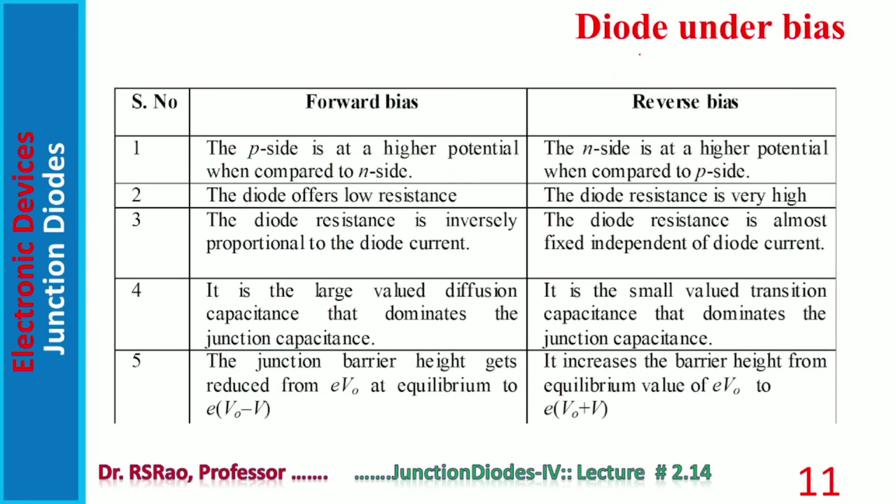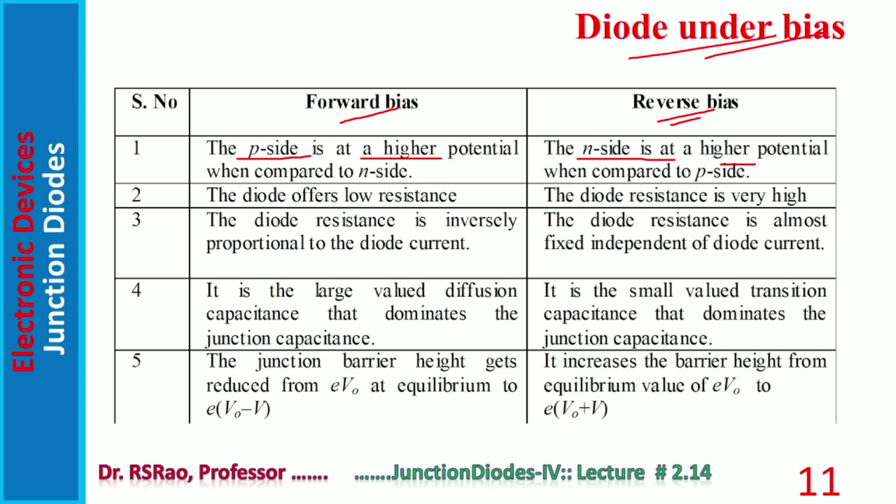Now we consider a few points regarding a diode under bias. We consider both biases side by side so that a comparison is made possible. First forward bias, then reverse bias. The P side is at a higher potential when compared to the N side in case of forward bias.